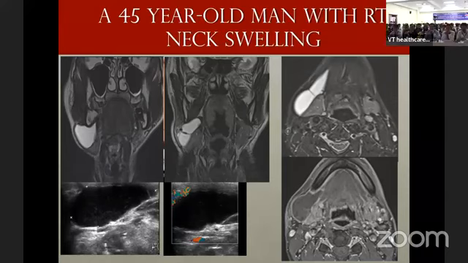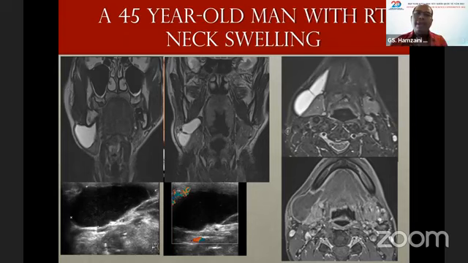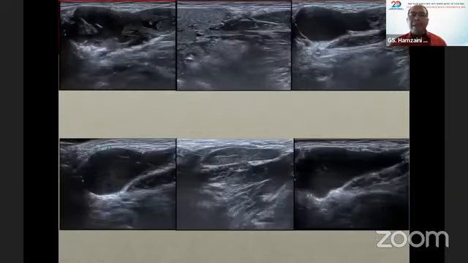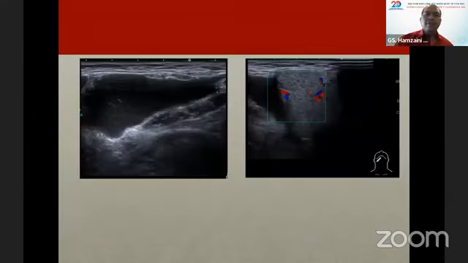We are still listening. Okay, this is a 45-year-old who had a right neck swelling. Initially, we thought this was a lymphatic malformation. We treated the patient with bleomycin, OK432 and also alcohol, but unfortunately, the lesion reduced in size but recurred multiple times. This is an example of before treatment, improvement, and then recurrence again.